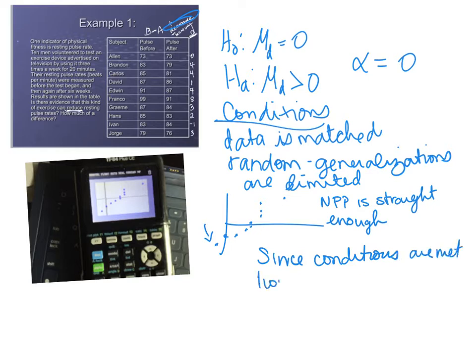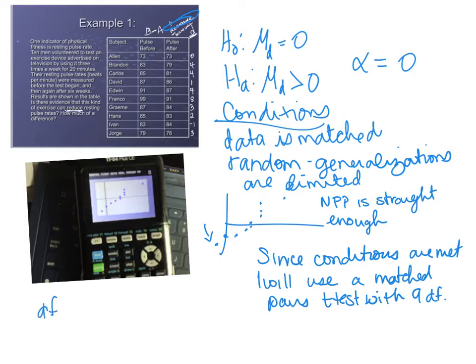I will use a matched pairs t-test, with n minus 1, still 9 degrees of freedom. So for the matched pairs t-test, because I'm really only looking at one list, it's just n minus 1. So degrees of freedom, n minus 1. Okay.